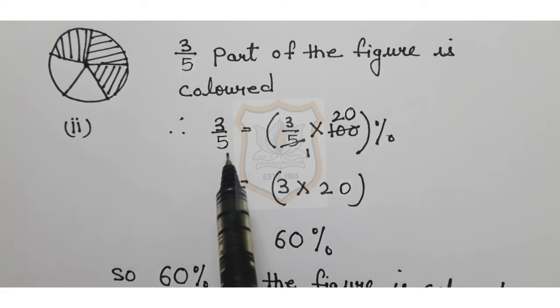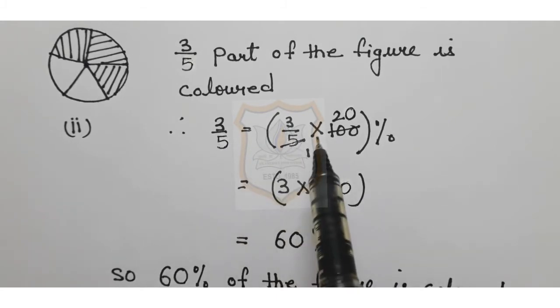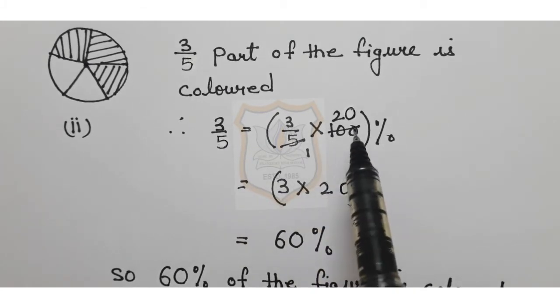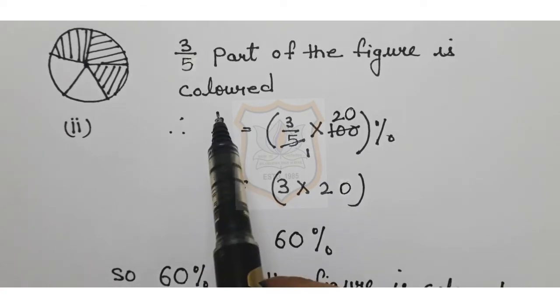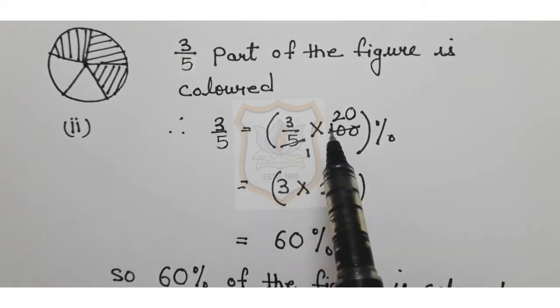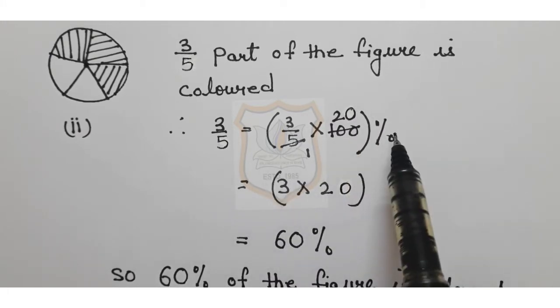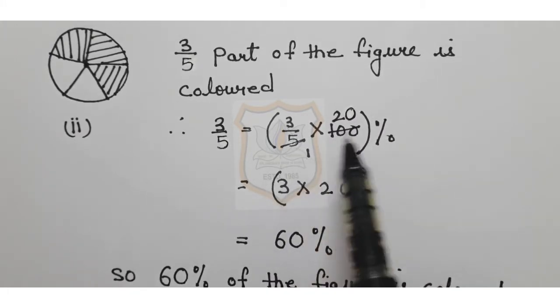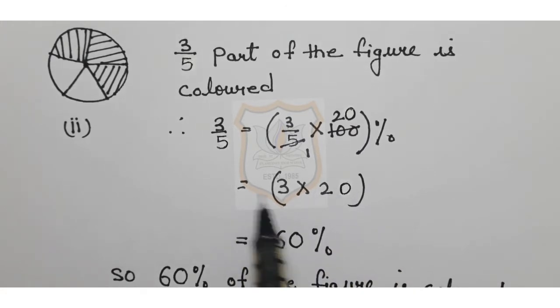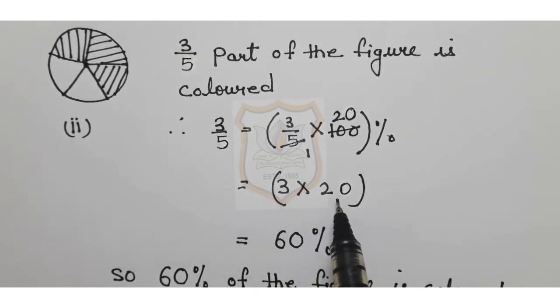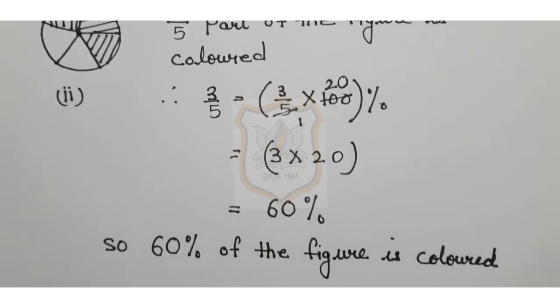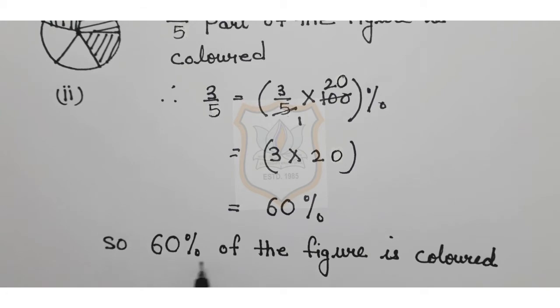Therefore, 3 upon 5 is equal to 3 upon 5 multiplied by 100. To convert a fraction into percentage, we have to multiply it by 100 percent. Now 5 ones are 5, 5 twenties are 100. That is equal to 3 into 20, which is equal to 60%. So we can say that 60% of the figure is colored.